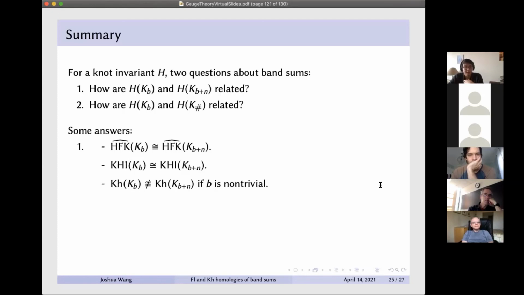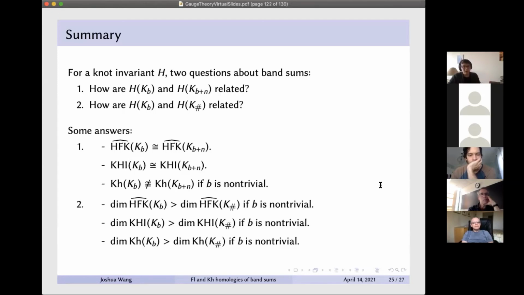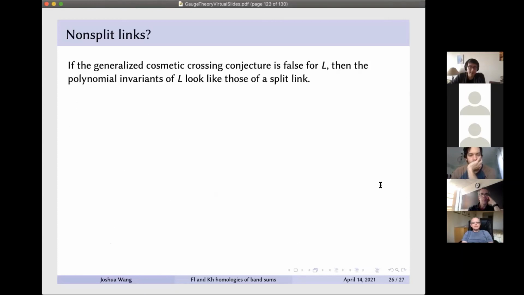The second question is, how are H of KB and H of K sharp related? And I show that all three of these homology theories, they all detect the trivial band. And I'll end on a comment about the non-split link case of the generalized cosmetic crossing conjecture.